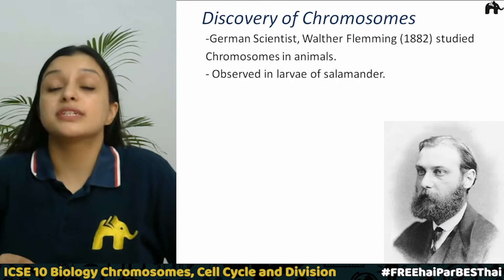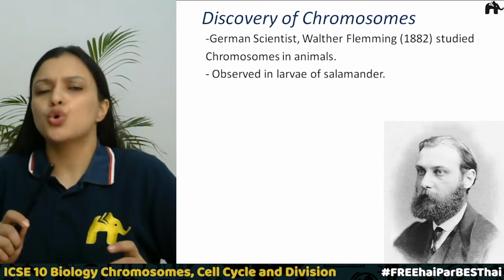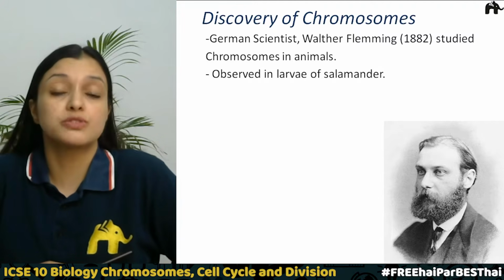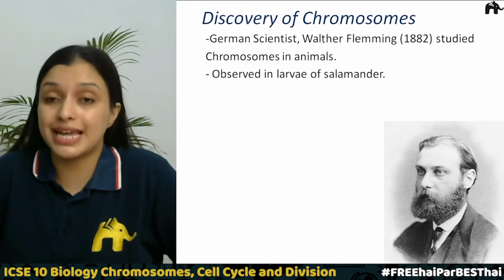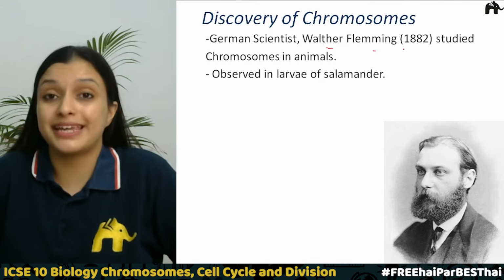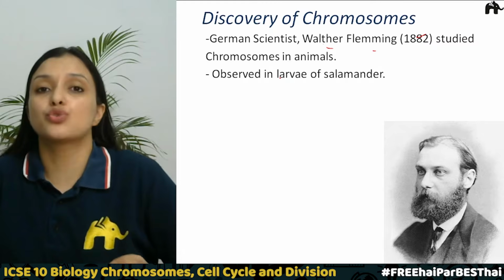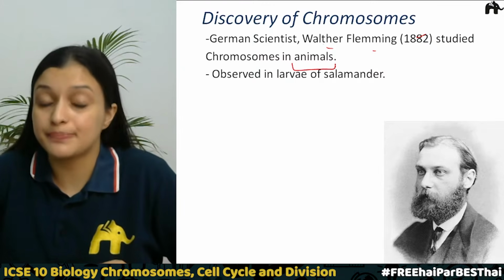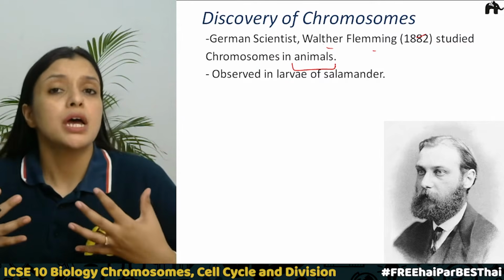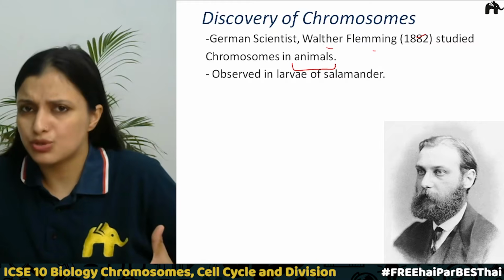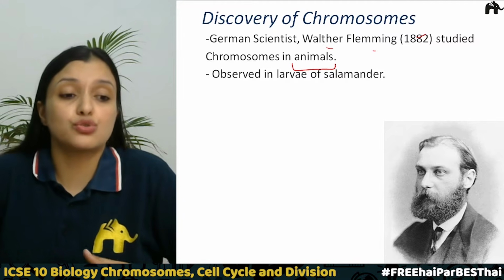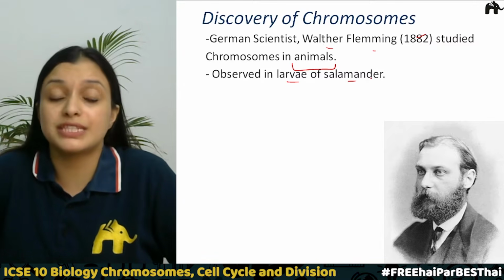So coming to the discovery of the chromosomes. Who discovered chromosomes? Chromosomes were discovered by a German scientist, Walther Fleming, in 1882, and he discovered these chromosomes in animals. Now, where did he find these chromosomes? He found these chromosomes in the larvae of the salamanders.